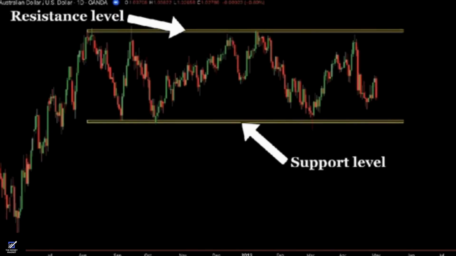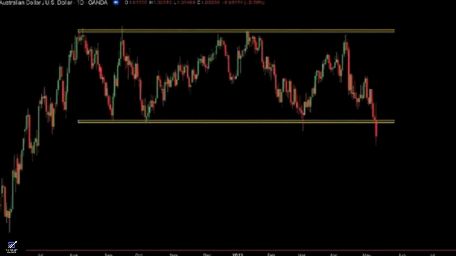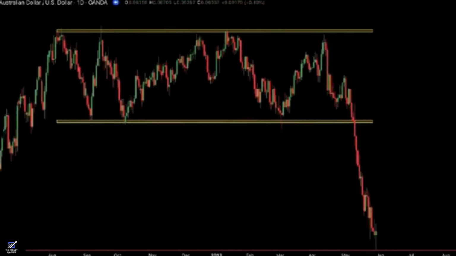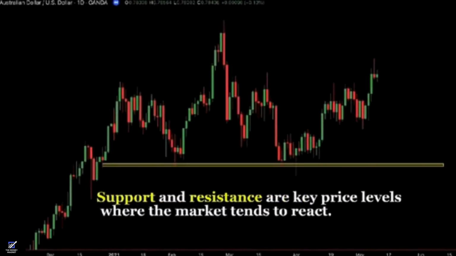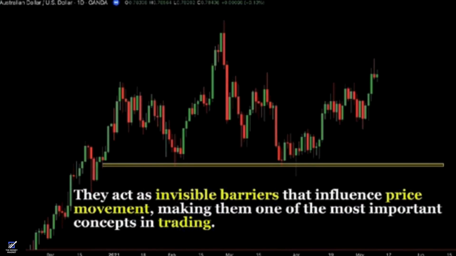In a range, price repeatedly bounces between support, the lower boundary, and resistance, the upper boundary, without making new highs or new lows. This type of market typically occurs when the market is waiting for a catalyst before choosing a direction. A range can last for a short or long period, and eventually price will break out either upward or downward, leading to the start of a new trend. Support and resistance are key price levels where the market tends to react. They act as invisible barriers that influence price movement, making them one of the most important concepts in trading.